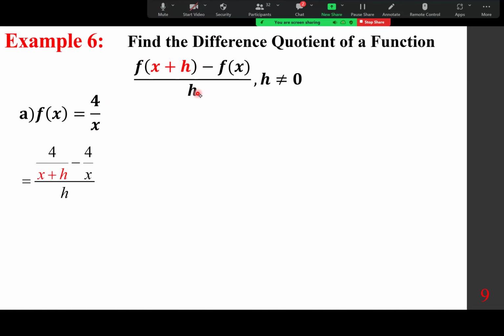Now, because this is a complex fraction, the technique involved to simplify it is to multiply the top and the bottom by the LCD. The top has 1 and 2 fractions. The bottom doesn't have any. So those 2 fractions have an LCD x times x plus h. So we are going to multiply this and this, both of them, by x times x plus h. This is the technique you need to know for the next course. LCD.